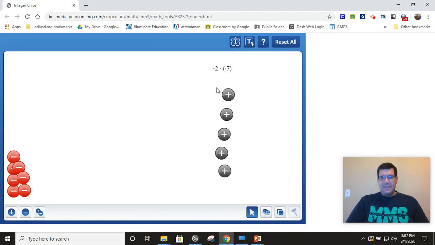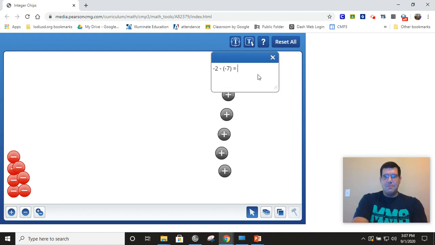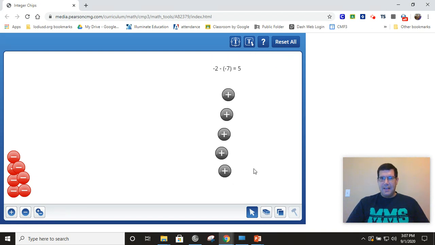And when I take away 7 red chips, what is left? What's left is positive 5. So negative 2 minus negative 7 equals positive 5. A lot of people find it surprising that a problem with so many minus signs in it has a positive answer. But that's just the way it works. When we're taking away red chips, that means we're going to have black chips left over. So the answer is positive 5.